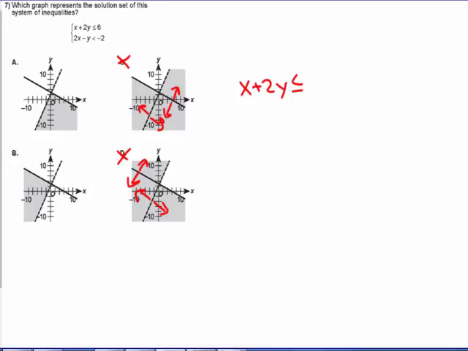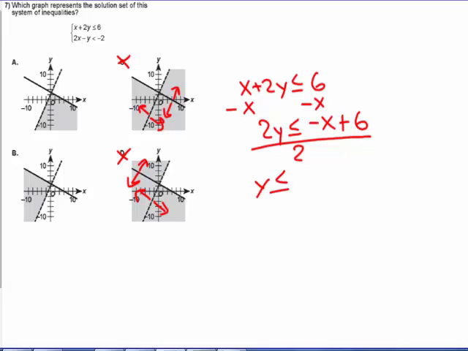So we will start off by getting the first inequality solved for y. So we can subtract x from both sides, and then we need to divide everything by 2. So we'd have y is less than or equal to negative 1/2 x plus 3.